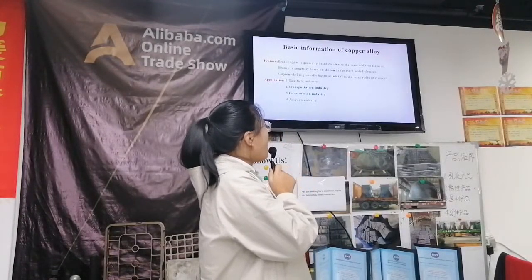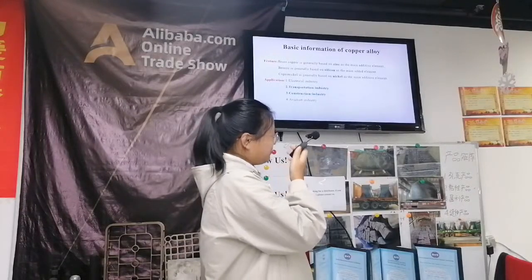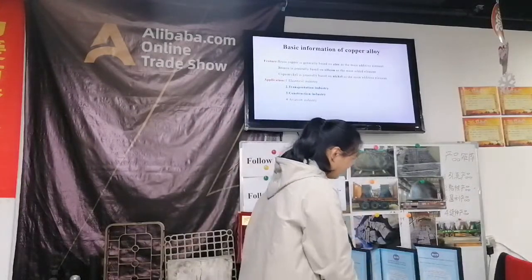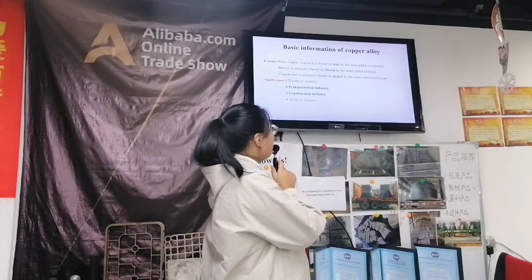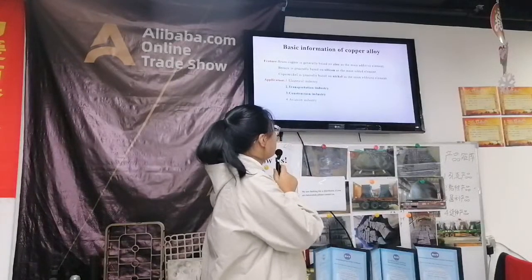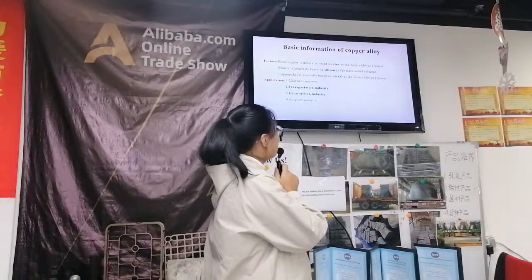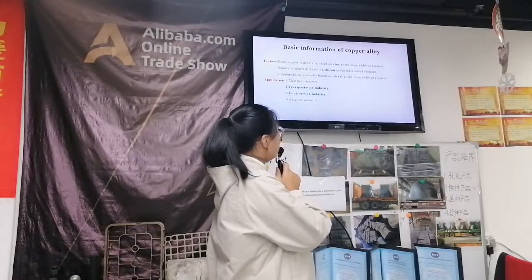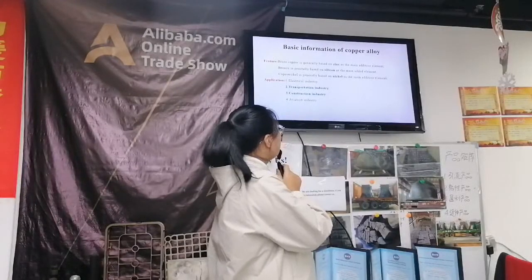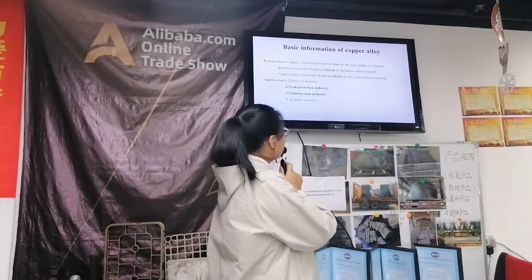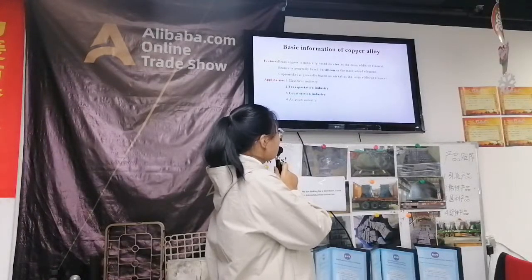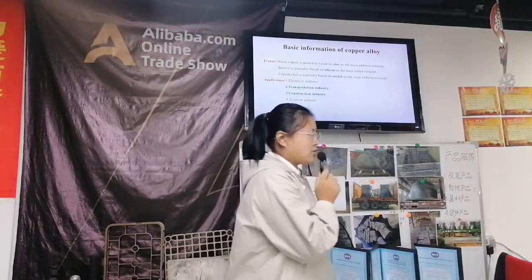For application, the first one is the electrical industry. The second one is the transportation industry. The third one is the construction industry, and the last one is the aviation industry.